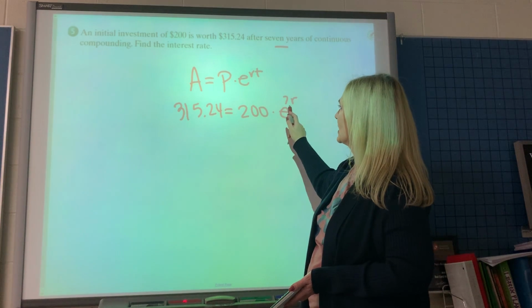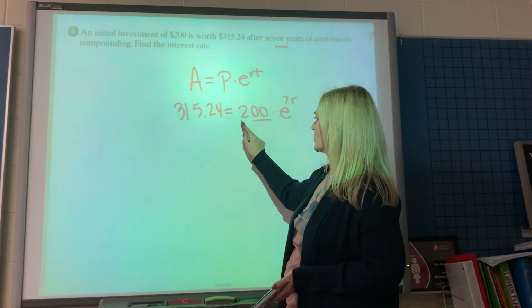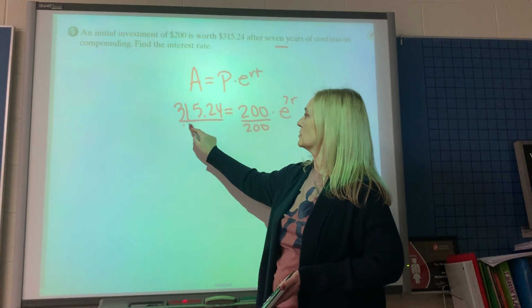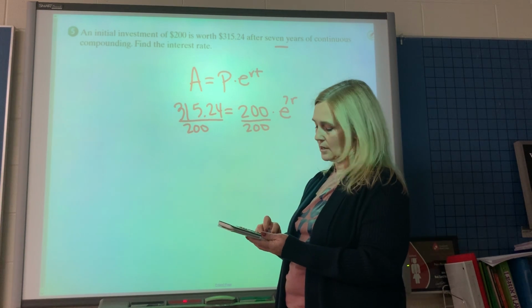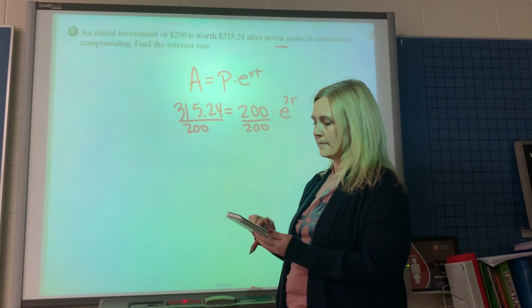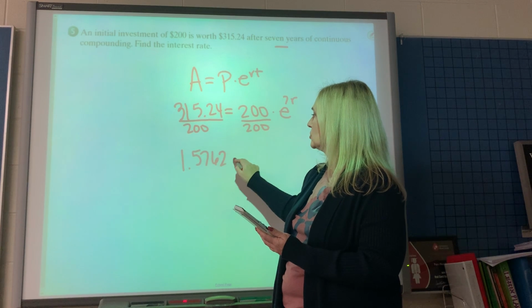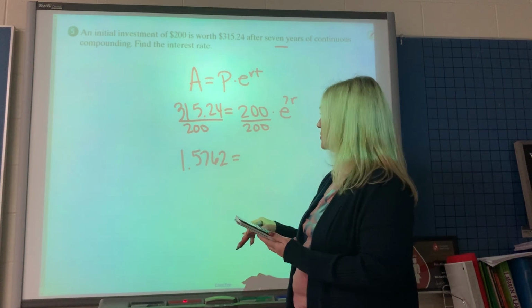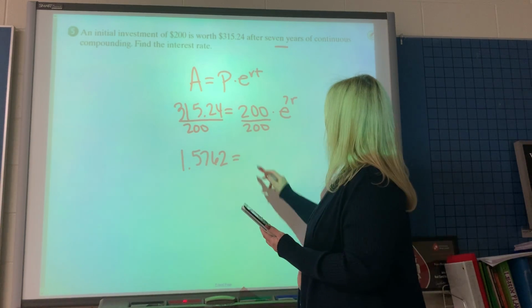So we have our variable up here. It's an r this time though. We still need to get the e part by itself, so we're going to divide this 200 over to the other side. Let's see what that's equal to. 315.24 divided by $200 is 1.5762. Notice I didn't round that. That's the exact answer. Try not to round in a problem until the very end if possible.